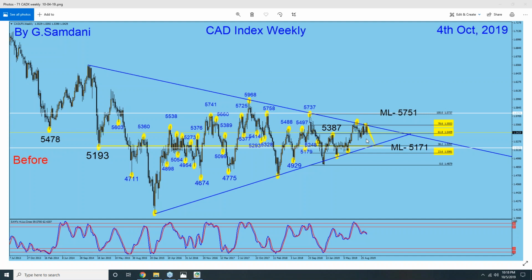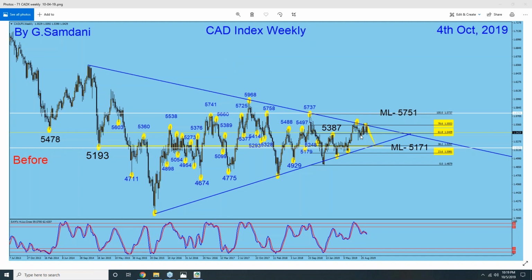Similarly, with the CAD index, if the CAD index is dropping, that means CAD is going to get weaker. For example, in the case of USD-CAD, CAD is on the right hand side, so USD-CAD will go up regardless of USD. If USD is getting weaker than CAD, then that pair will drop, right? So this is the CAD index.